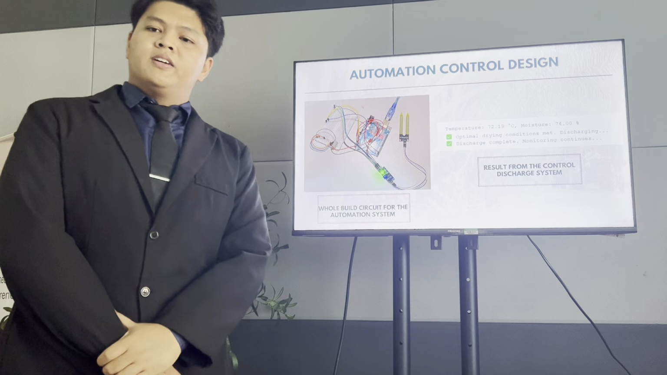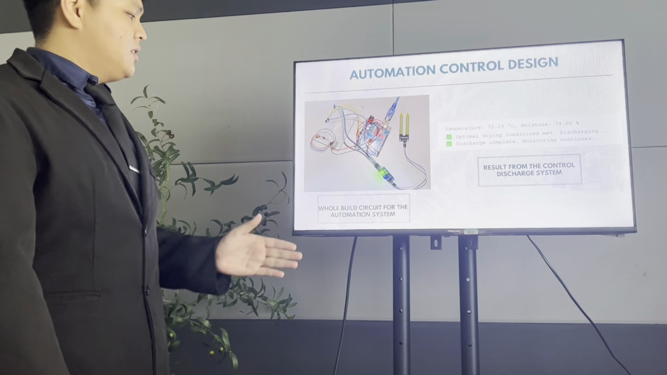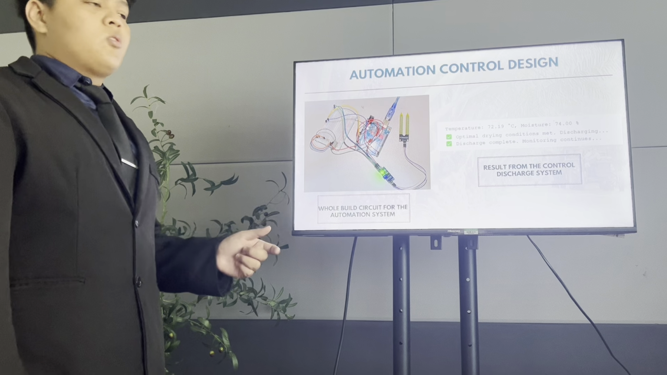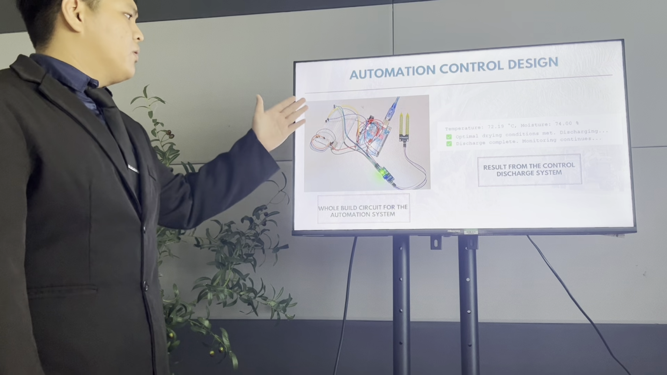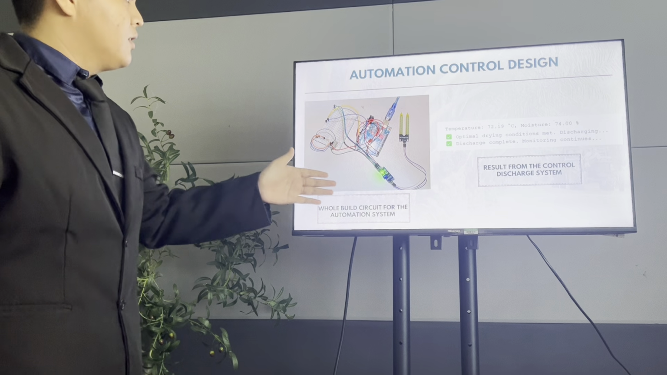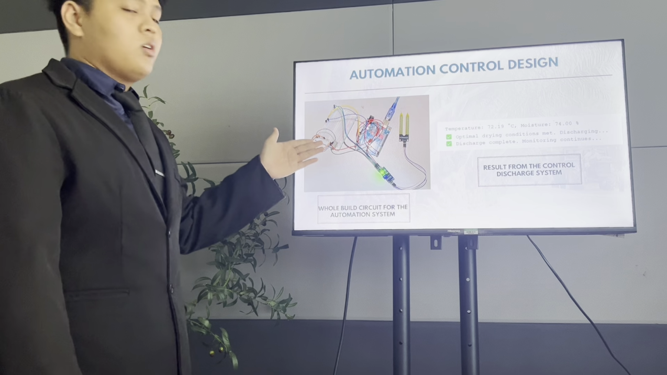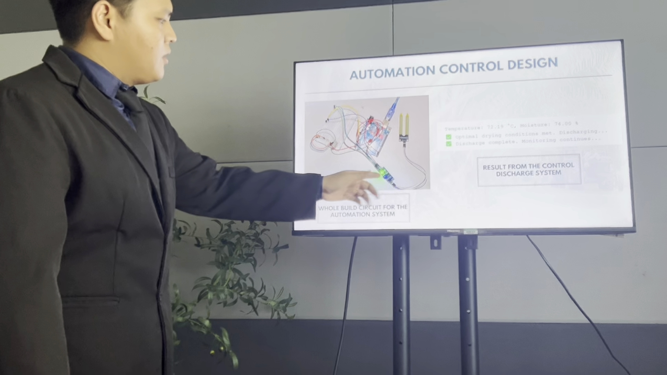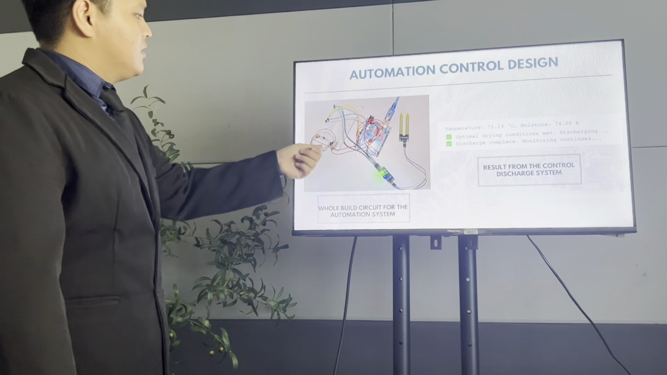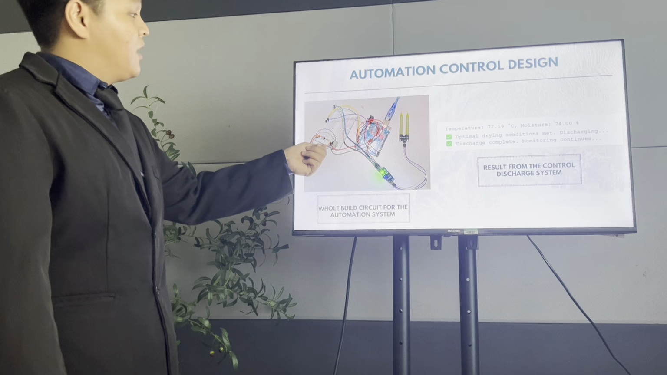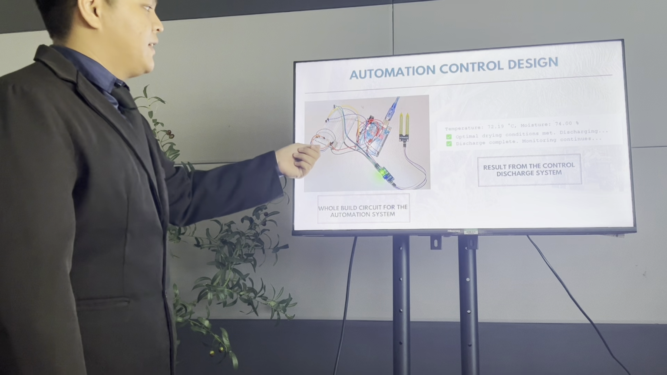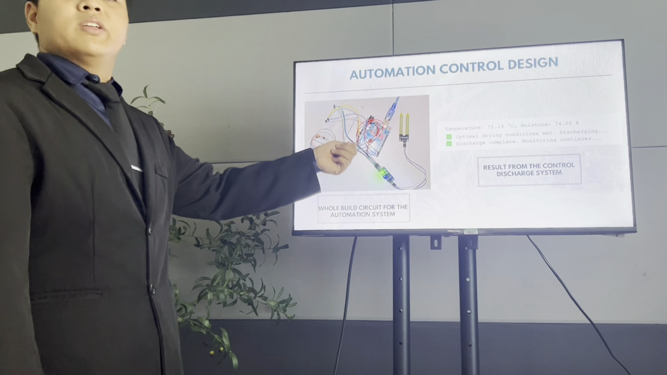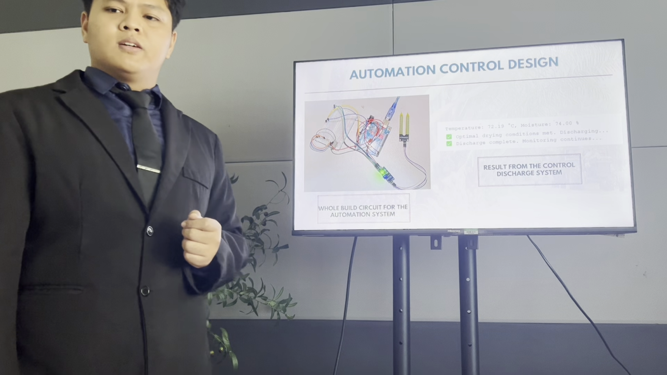And then for this, as you can see here, is a wiring circuit for the automation system. There are a few additional components that I use, like a breadboard, male-female wire, and a resistor. As you can see here is the moisture sensor connected with this, and here is the temperature sensor that we connect directly to the breadboard. And this is what we call the Arduino Uno, acting as a microcontroller.